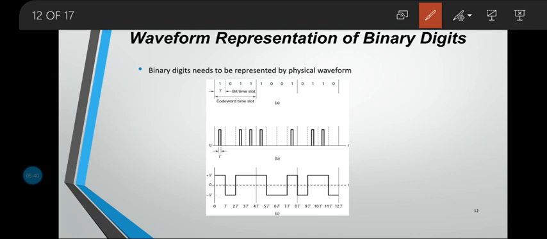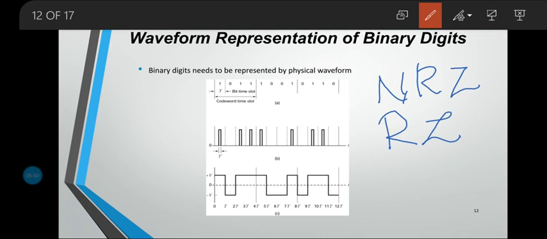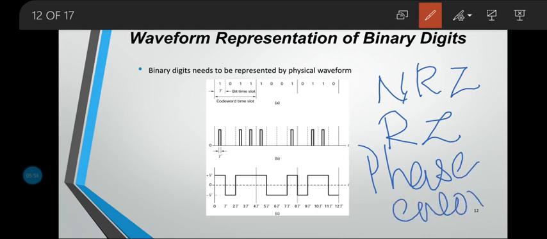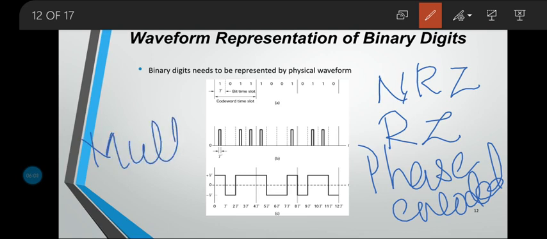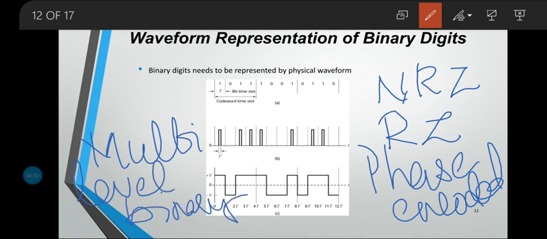They fall into 4 groups. One is NRZ, which is non-return to 0, the next one is RZ, which is return to 0, then phase encoded, and the last one is multi-level binary. So we have all these types of PCM waveforms. The first group is NRZ.